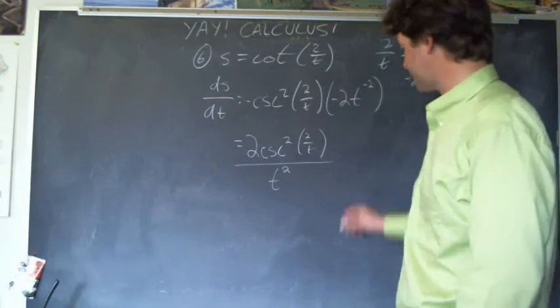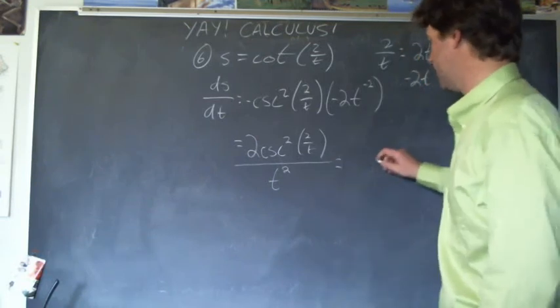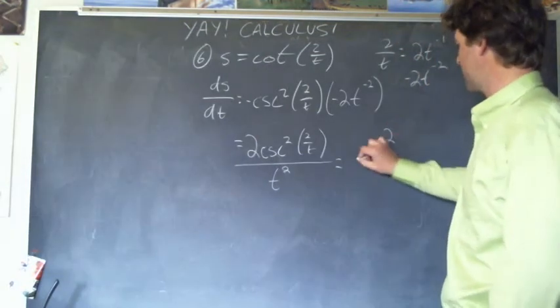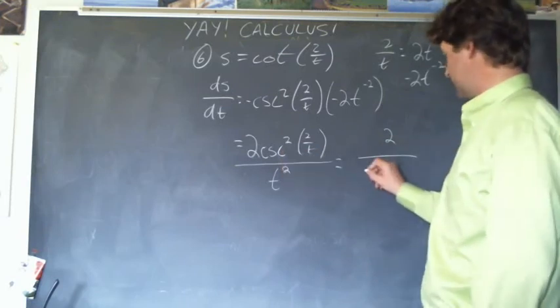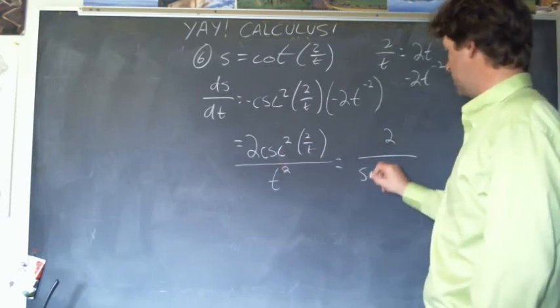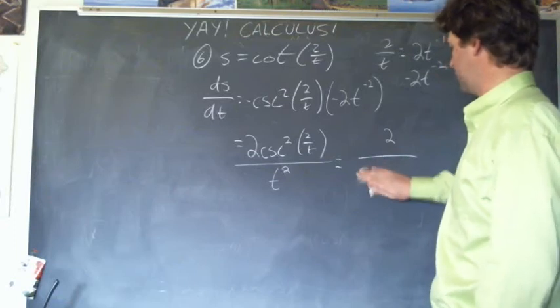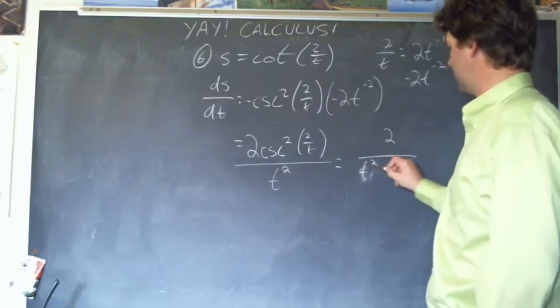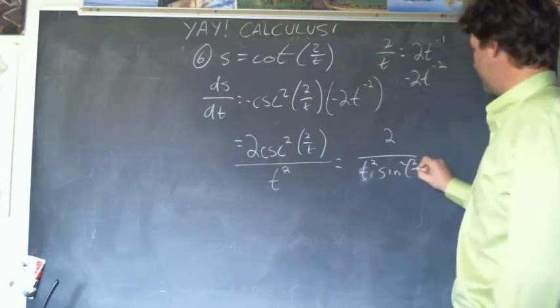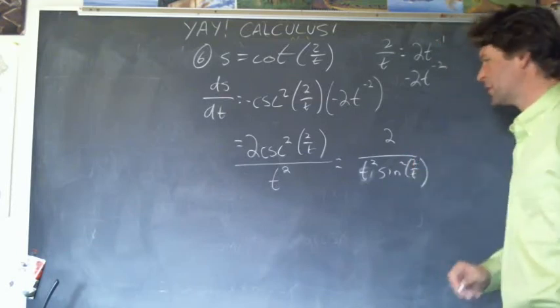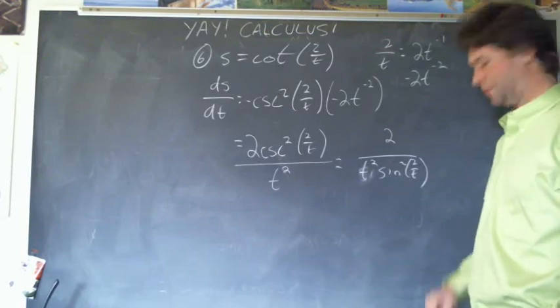We can keep it like this, or we can change this to 2, because we know cosecant is 1 over sine, and make this 2 over t squared sine squared of 2 over t. Either one would do just fine.